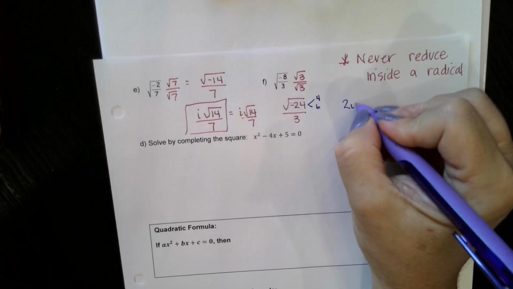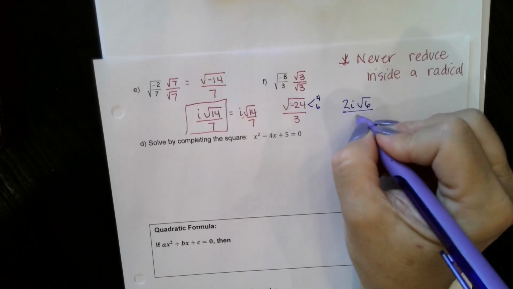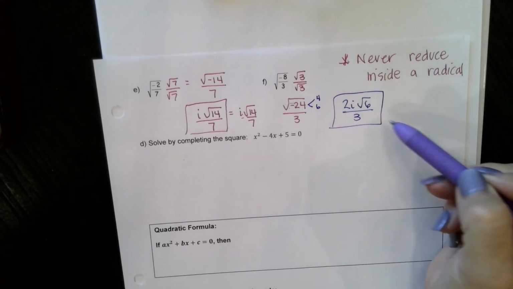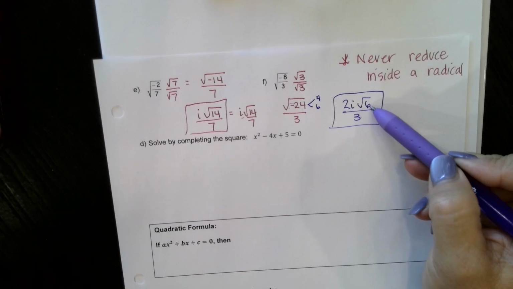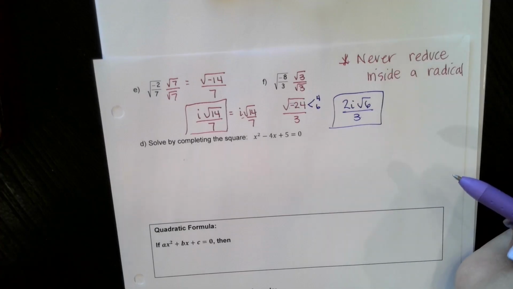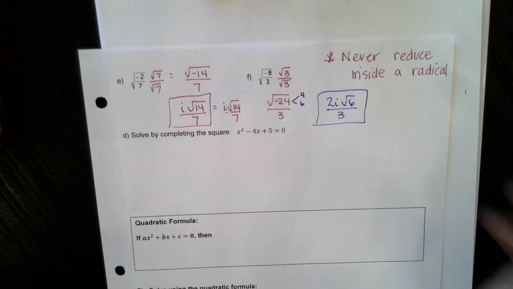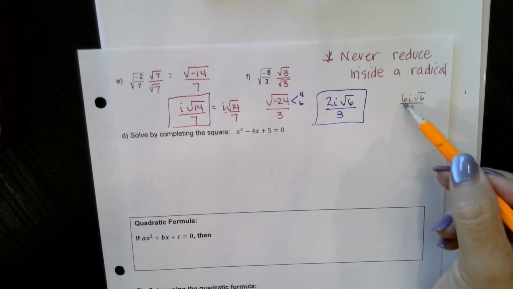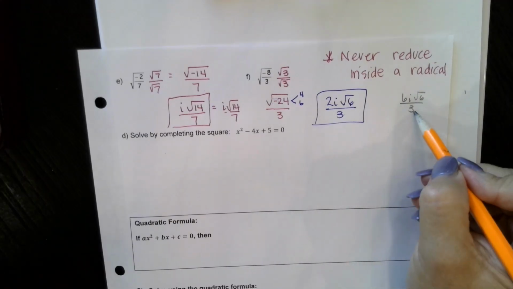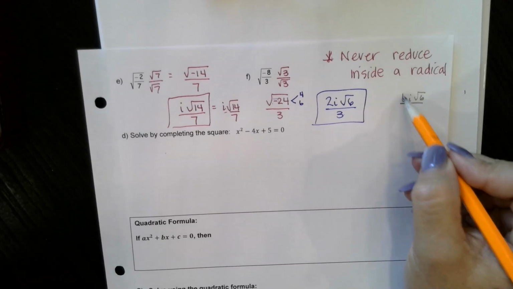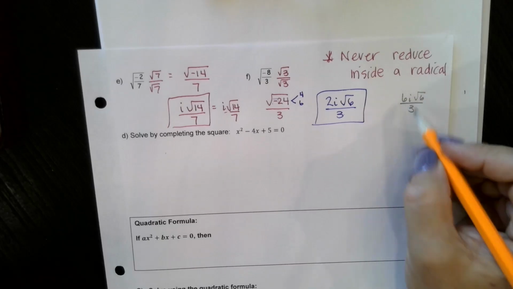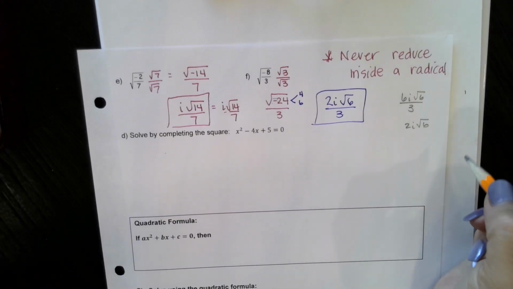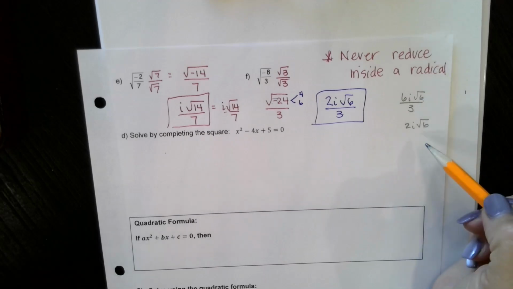So I have 2i square root of 6 all over 3. And again, you can never reduce inside a radical. This can't reduce. Okay? Now, let me do something here. If I go over here and I say 6i square root of 6 over 3, let's say I pulled out a 6 instead of a 2. This can reduce. This is on the outside of the radical. So this would reduce to 2i square root of 6 because the 3 goes into the 6. Nothing happens on the inside.